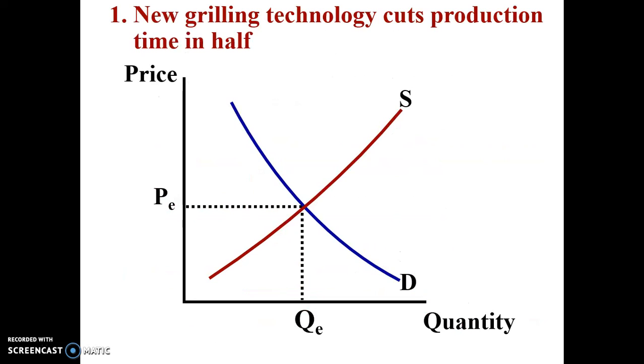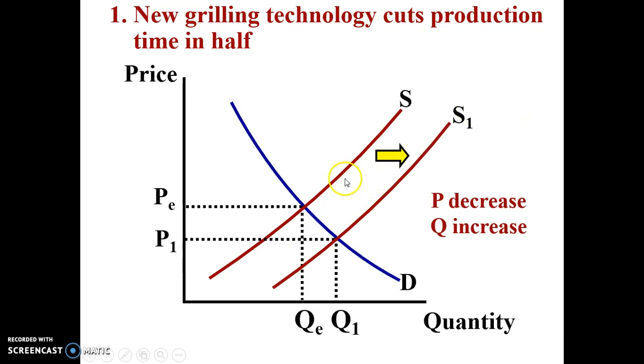So the first example is this: new grilling technology cuts production time in half. So here's supply and demand. This is price equilibrium and quantity equilibrium right here. This is the equilibrium point. This is the fair market price right now, but there's been a shift. Something happened. There's new technology. Well, the determinant there is technology, and that's going to shift the supply to the right, right? Now it's easier for suppliers to make burgers, and so they can produce more, they can increase their supply.